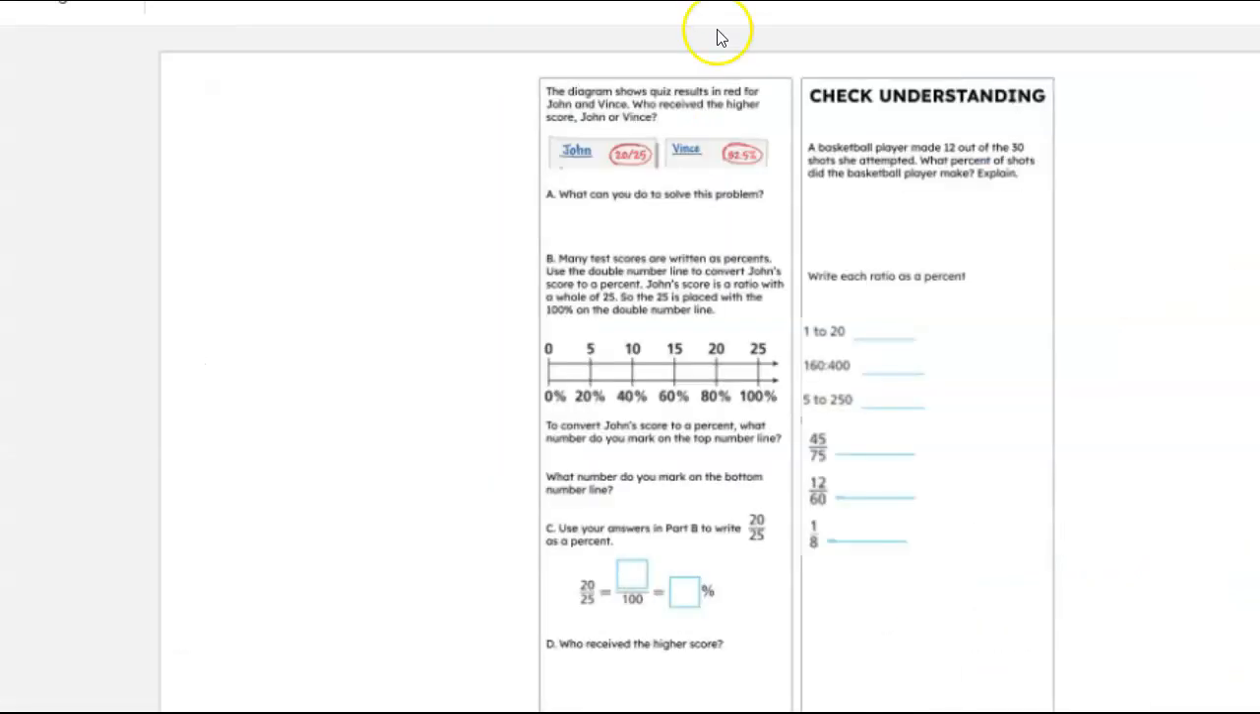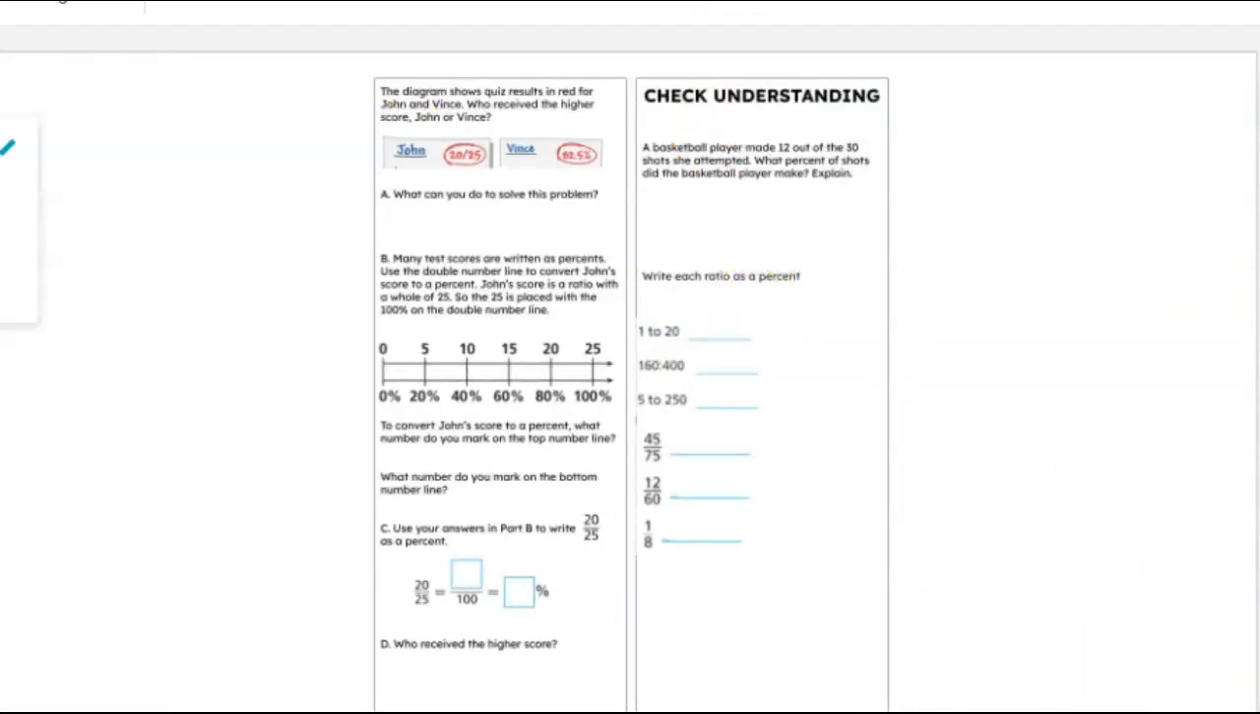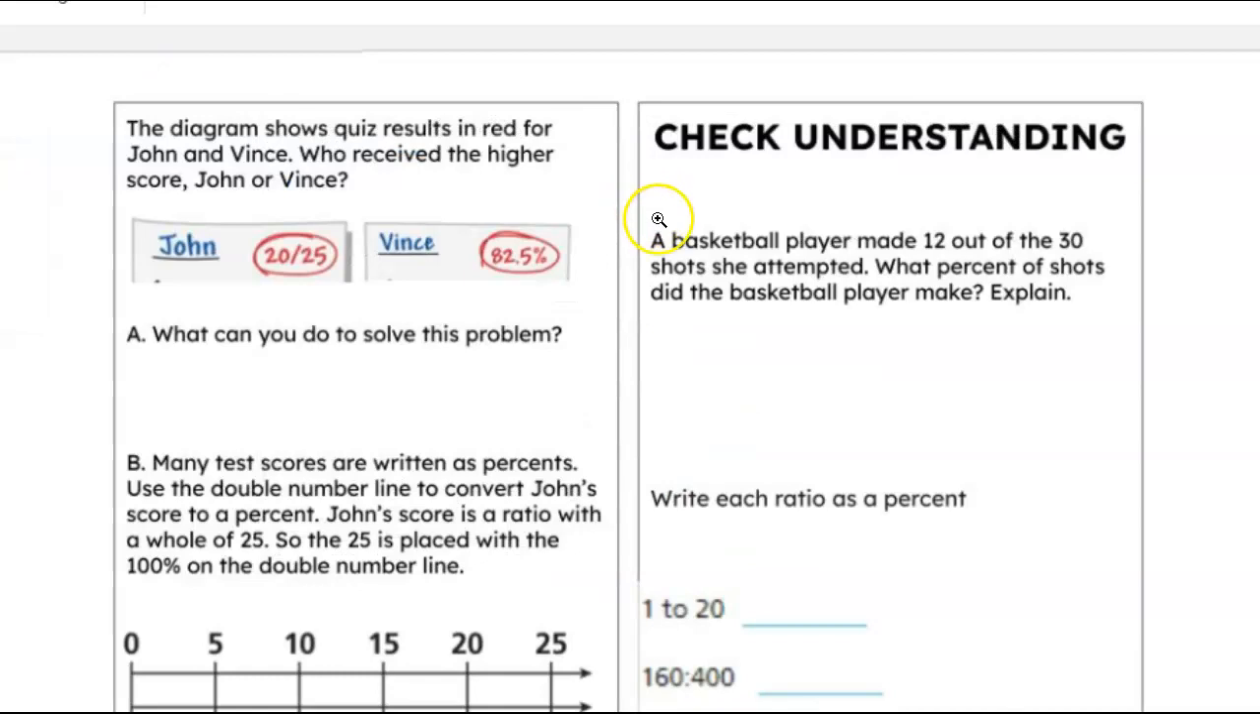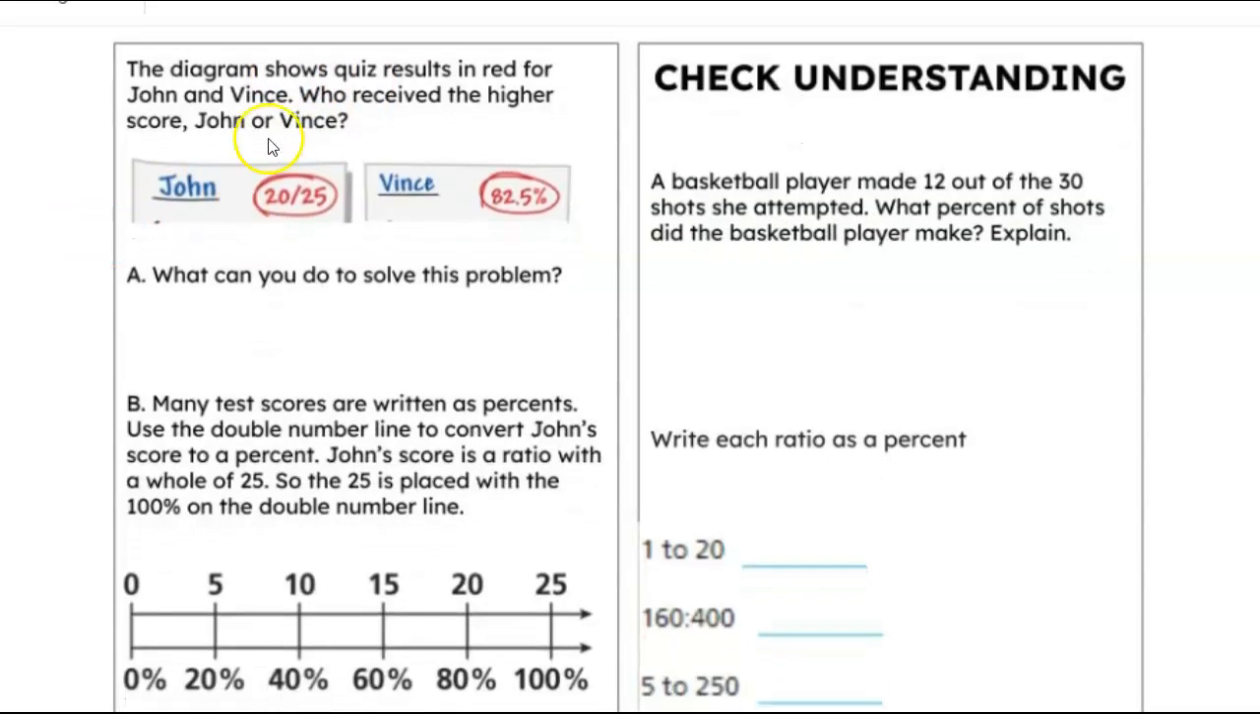Let's flip over to our next page, and let me zoom in. Let's look at this first one. The diagram shows quiz results in red for John. John got 20 out of 25, and Vince got an 82.5%. Who received the higher score, John or Vince? What we need to do is change them both into fractions or both into percents. So we're going to convert them to the same form.